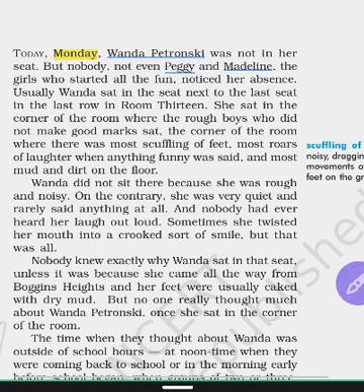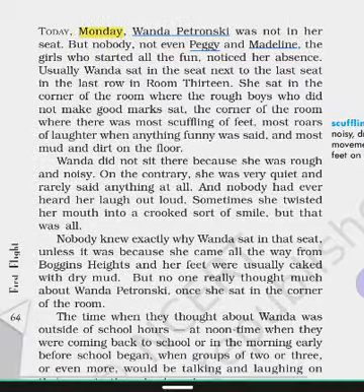Now this was the time of Monday, and Wanda Petronsky was not in her seat. But nobody, not even Peggy and Madeline, the girls who started all the fun, noticed her absence. Means it was Monday and nobody noticed that Wanda Petronsky was absent that day. Even Peggy and Maddie did not notice that Wanda was absent. And they started all the fun, means they started some fun there, we will discuss later.